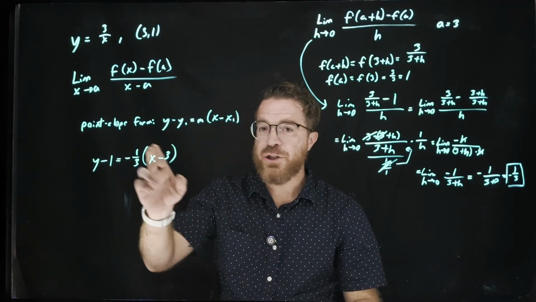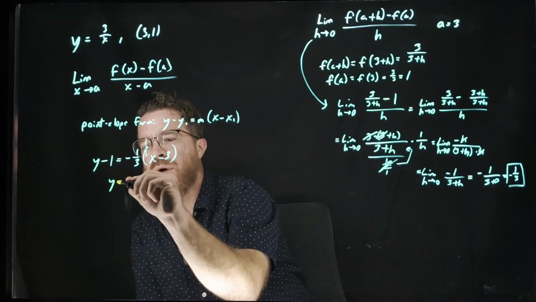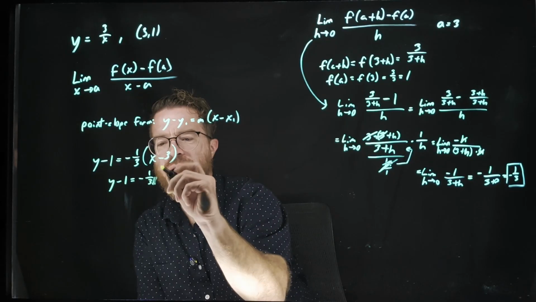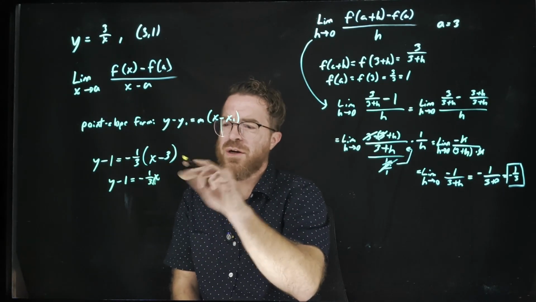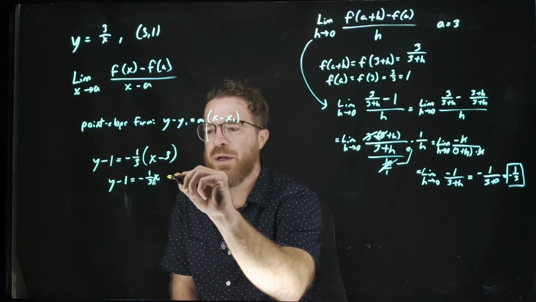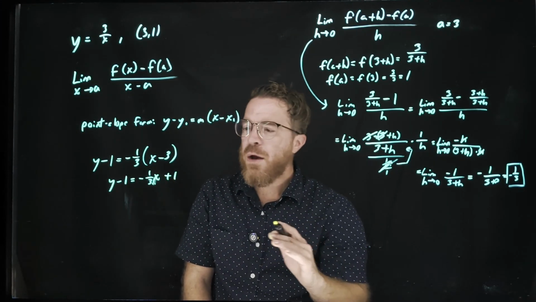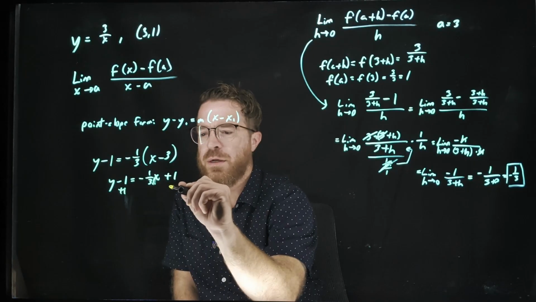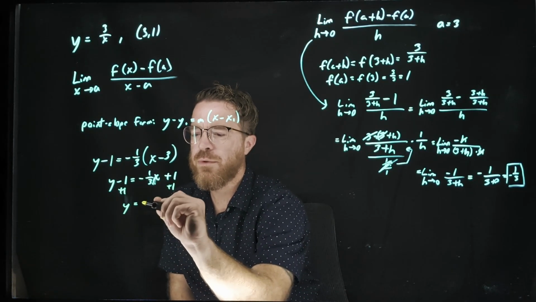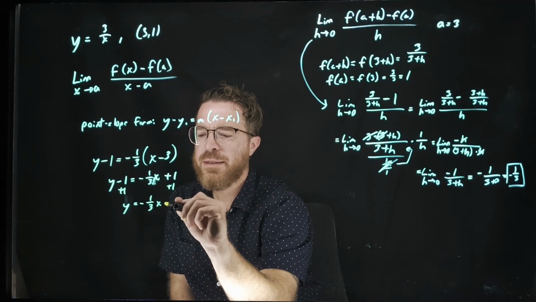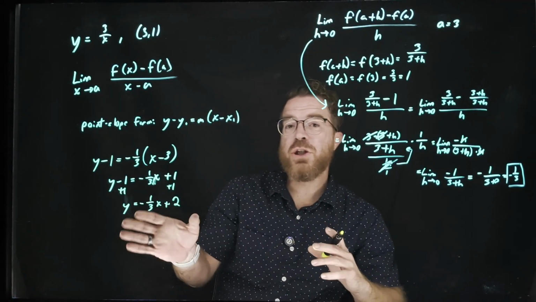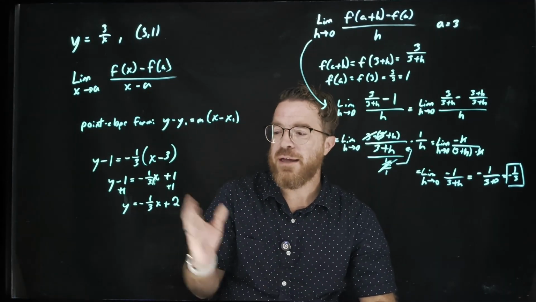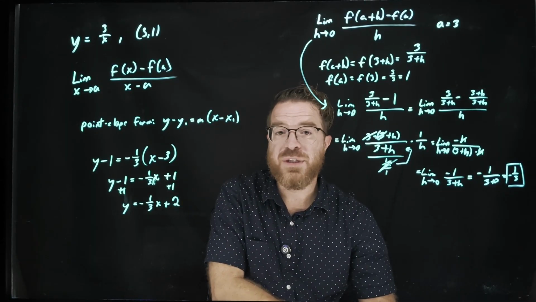So first thing I'm going to do is distribute this negative 1/3. So this is going to be y minus 1 equals negative 1/3 x, and then minus 1/3 times negative 3 is going to give me positive 1. So plus 1. And now I'm going to bring this 1 over, so I'm going to add 1 to both sides. This is going to be y equals negative 1/3 x plus 2. And this is the equation for our tangent line at the point (3, 1). It has a slope of negative 1/3, and then we could draw the rest of the line using this form.